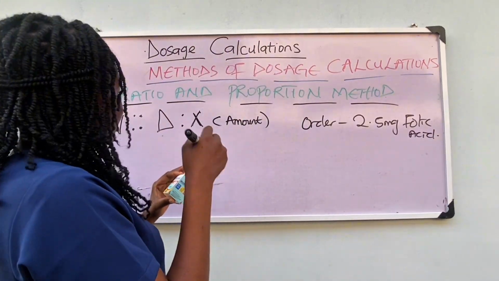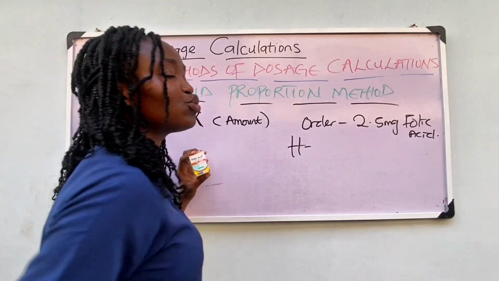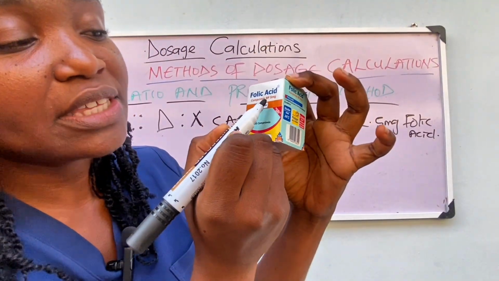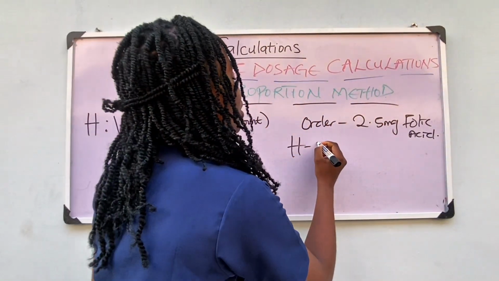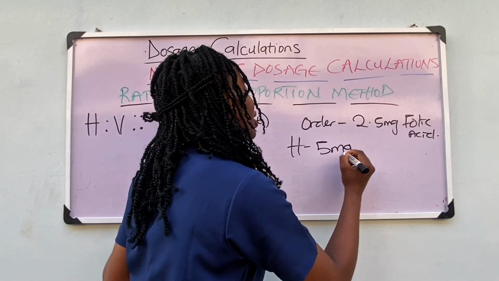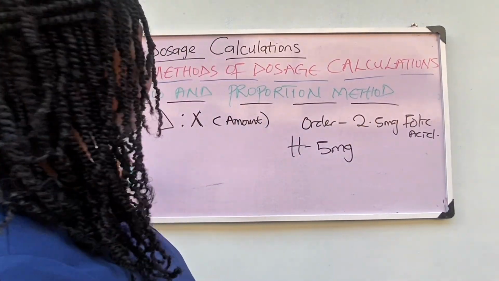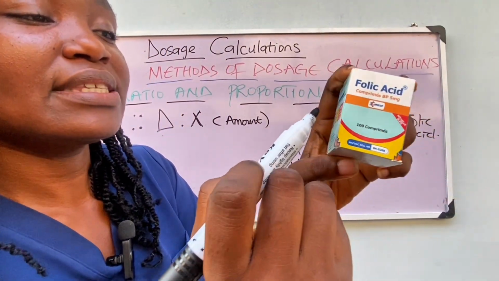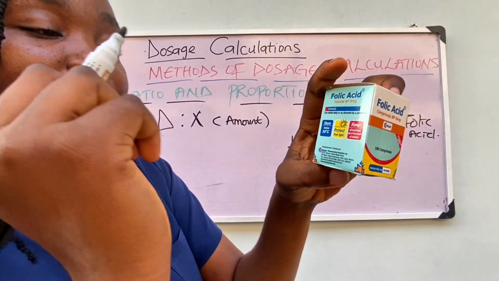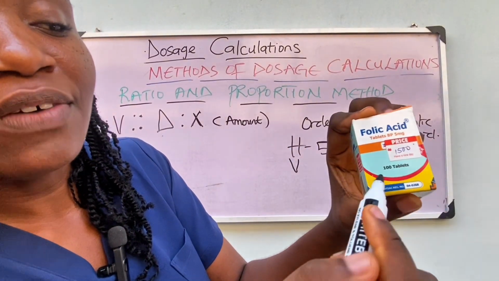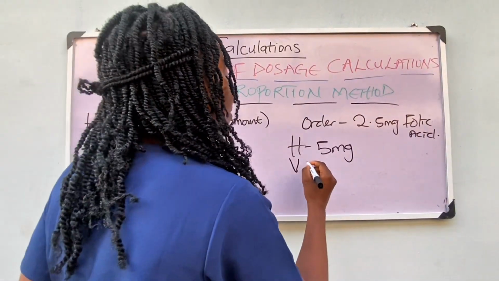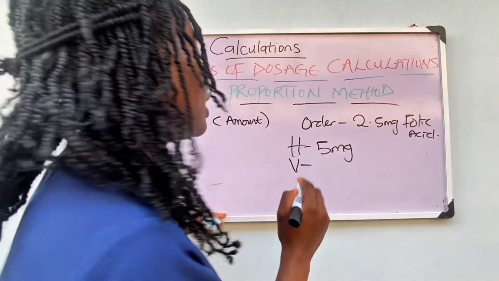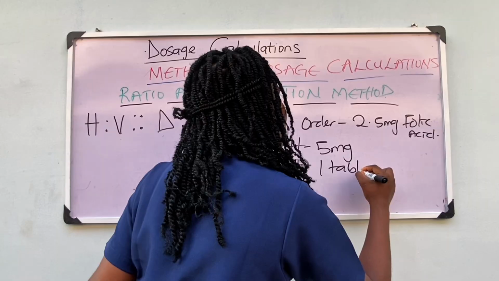so let's input the things that we need. What do we have? The drug we have is the drug on hand, and you can see what we have here is 5 milligrams of folic acid. Now the next thing is the vehicle. This 5 milligrams of folic acid is for one tablet. Of course, you can see here that we have 100 tablets, but for every 5 milligrams, the vehicle is tablets, because 5 milligrams is contained in one tablet. So for the vehicle we come here and write one tablet.